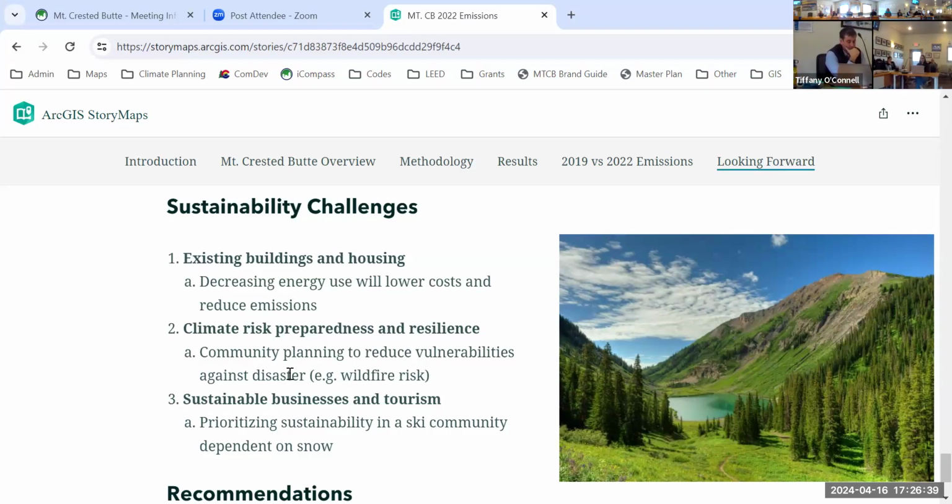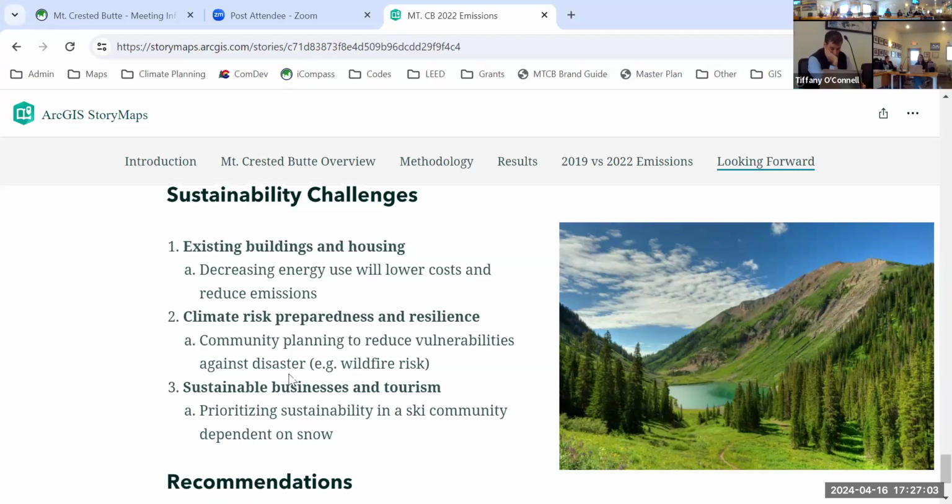And the second major challenge is our climate risk preparedness and resilience. So this really looks like community planning to help reduce vulnerabilities against climate events or disasters. For example, the wildfire risk increasing, having plans in place for when and if that were to happen within the town or affecting the town's business.